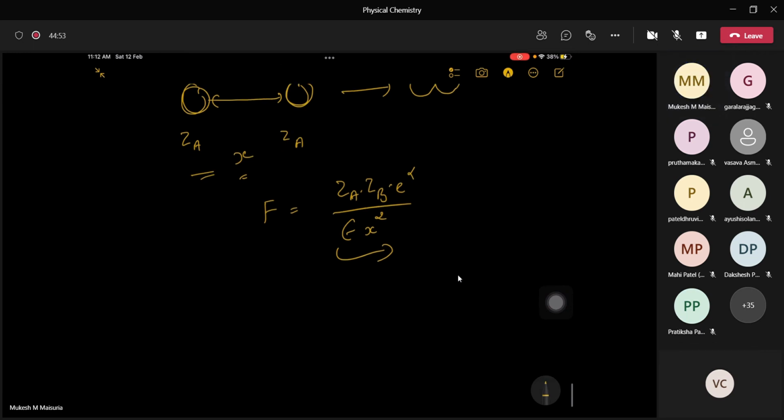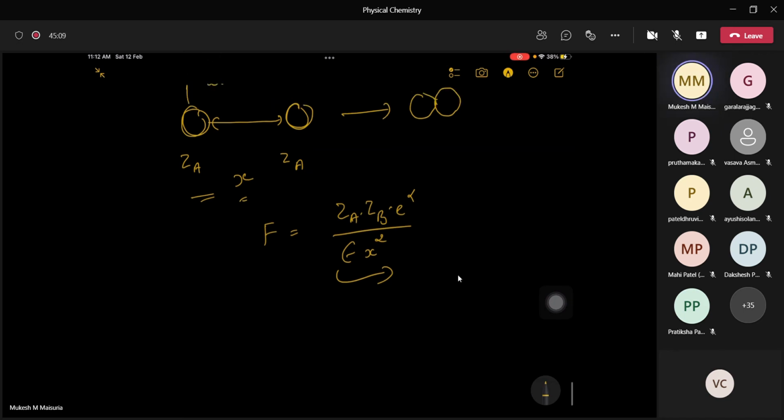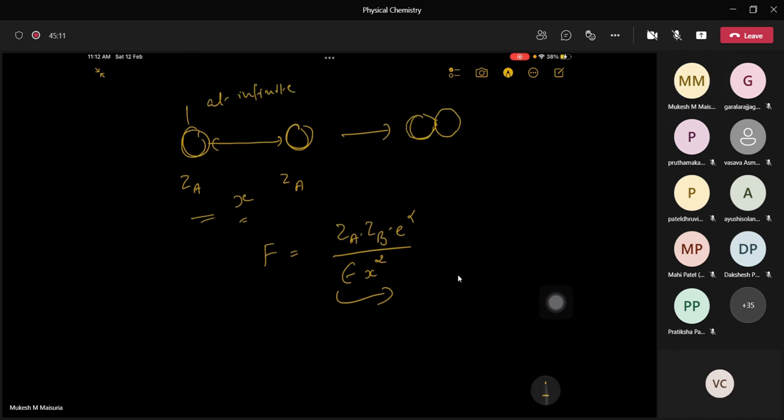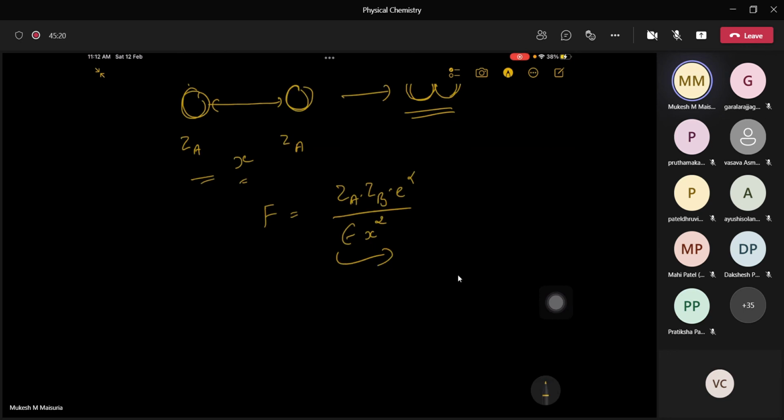So the work that must be done in bringing them together to a distance dx. This is a distance, they have been brought close to each other, and at that moment they form the activated complex. So this work dw is equal to minus za zb square upon epsilon x square dx.